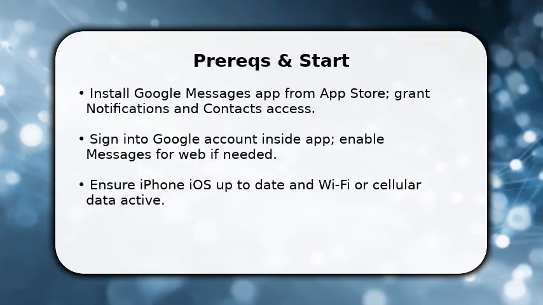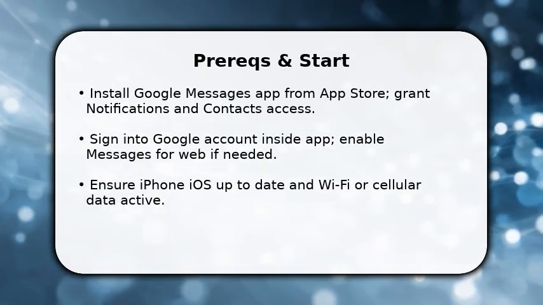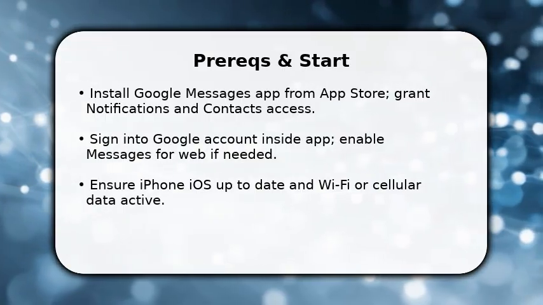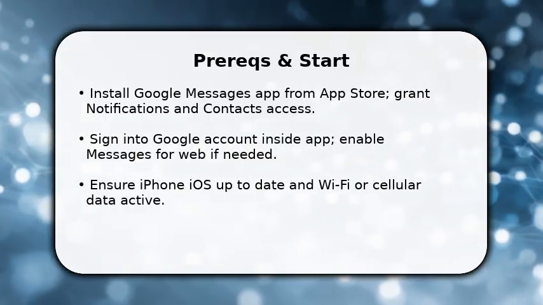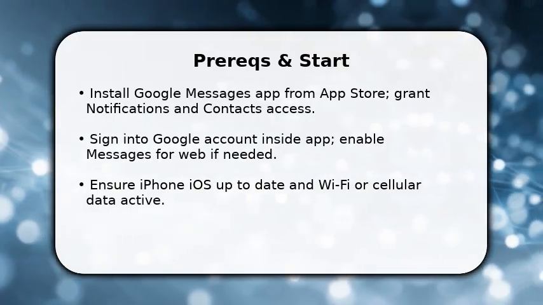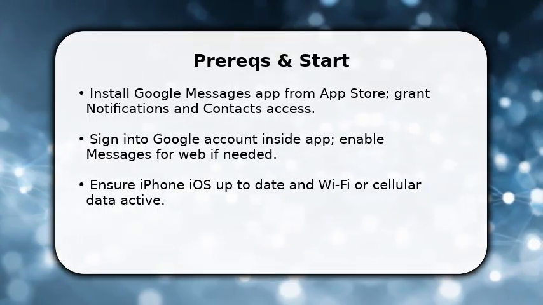You're going to begin inside the Google Messages app on your iPhone. First, sign into your Google account and grant notifications and contacts so threads sync properly. Once done, enable messages for web if you plan to use a desktop. That pairs quickly via QR. Make sure iOS and network access are current to avoid sync issues.